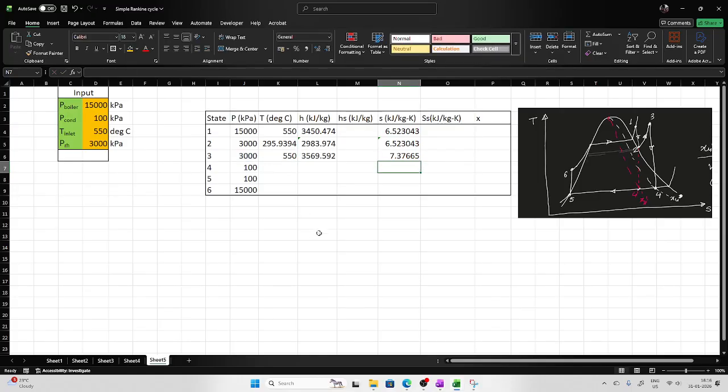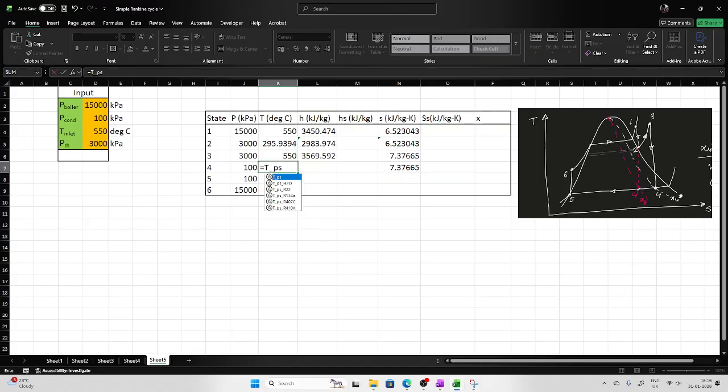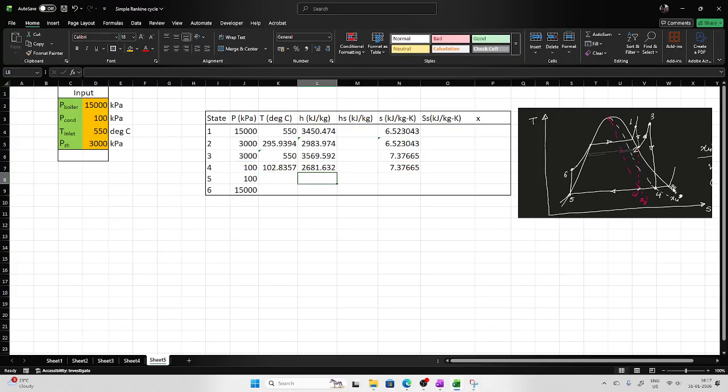Then comes point number 4. The entropy at points 3 and 4 should be the same, reversible adiabatic expansion. So here the entropy should be the same as this one. Once this is known, you can evaluate all the parameters. That is temperature based on pressure and entropy for water, then the enthalpy based on pressure and entropy for water. Okay, point number 4 is also known to us.